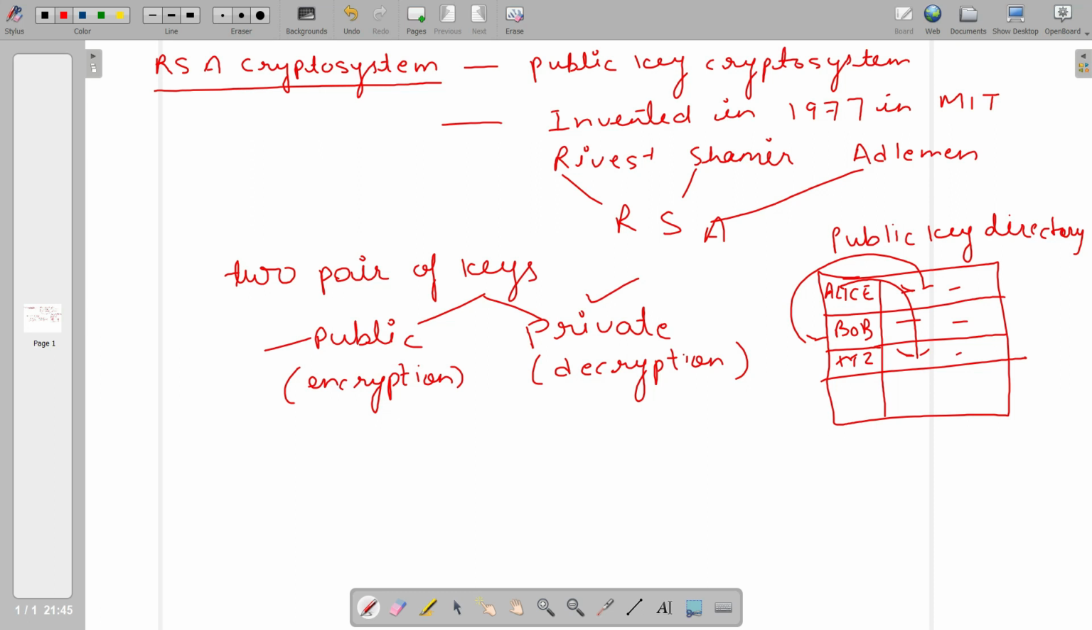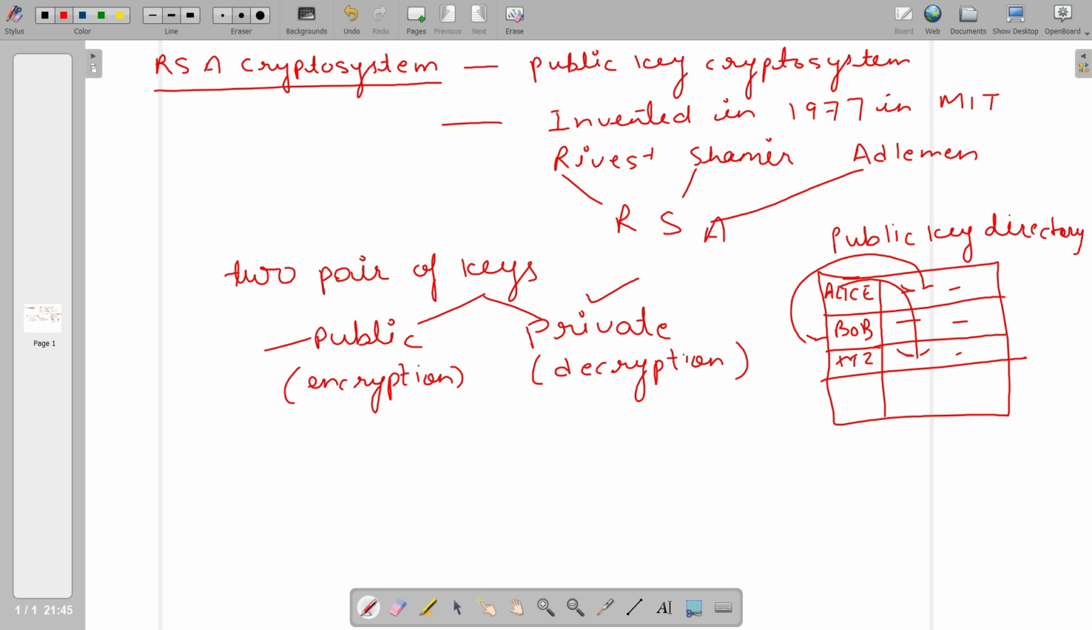Every party should choose the private key such that getting or calculating the private key is a computationally hard problem, so that no one can calculate the private key.